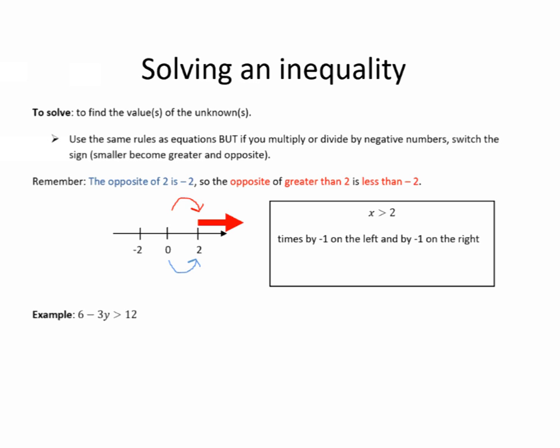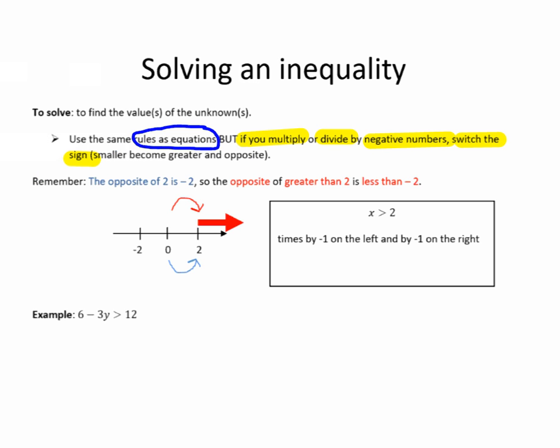Now, how do we solve an inequality? Remember, to solve means to find the values of the unknown. You're going to be using the same rules as equations that we did before, but there's an exception, and that's a very important exception. If you multiply or divide by a negative number, you need to switch the sign. So if it was smaller, it's going to become greater, or the other way around.